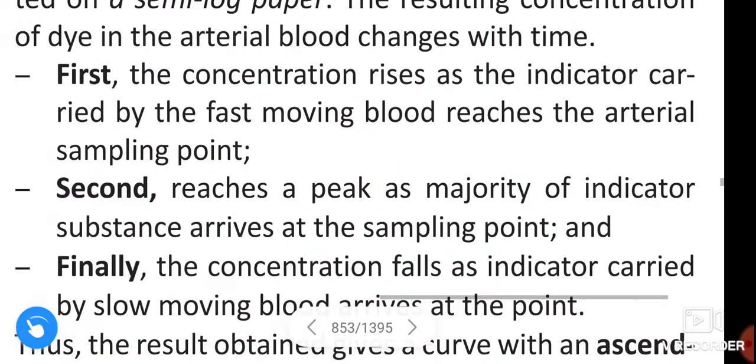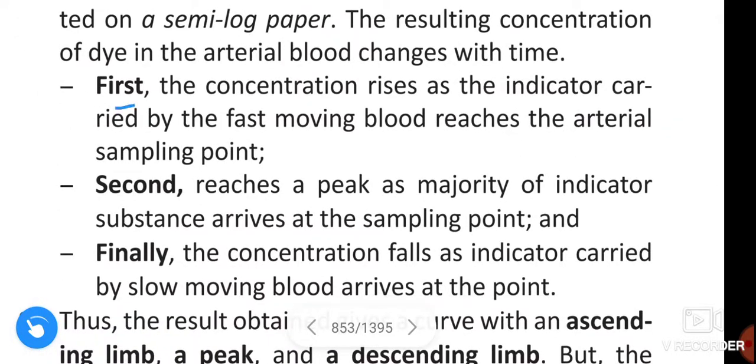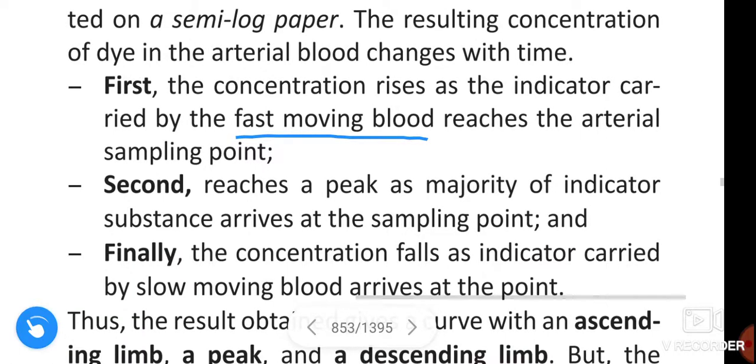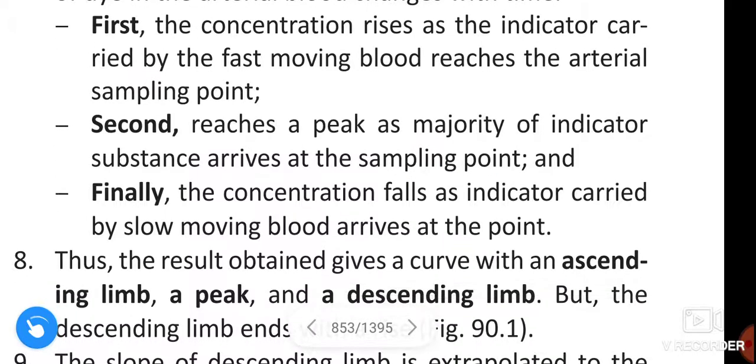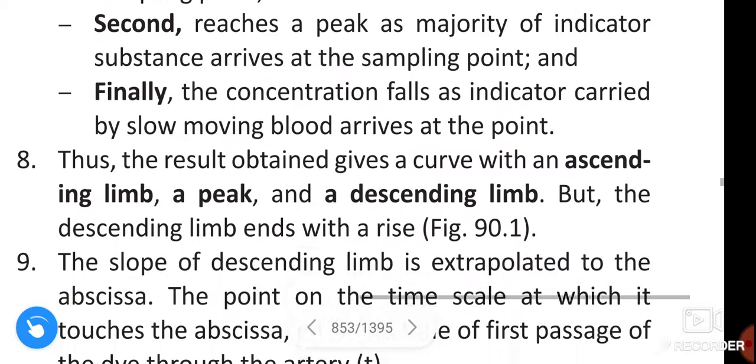See once again. First, the concentration rises as the indicator carried by fast moving blood reaches the arterial sampling point. Second, it reaches the peak as the majority of the indicator substance arrives at the sampling point. And finally, the concentration falls as the indicator carried by slow moving blood arrives at the point.